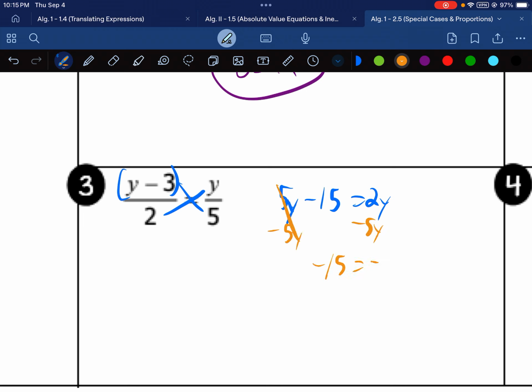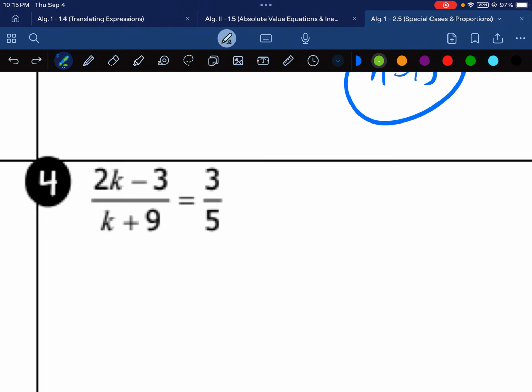Negative 15 equals negative 3y. And I'm going to divide by negative 3, and get y equals 5. You could have still gotten the same answer by subtracting 2y to begin with, but you just have to move your 15 to the other side after that.